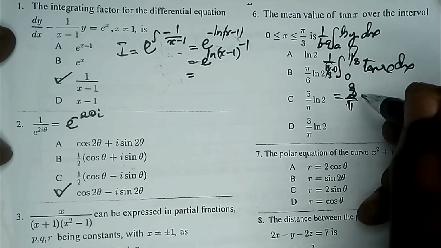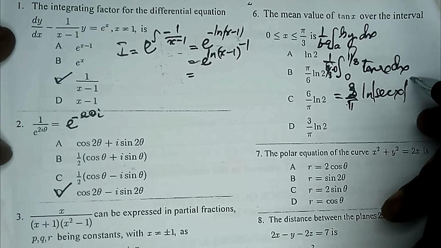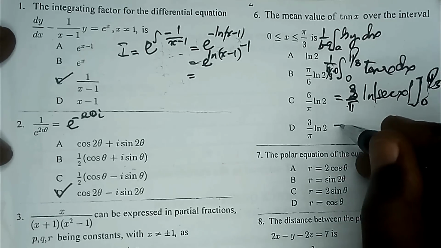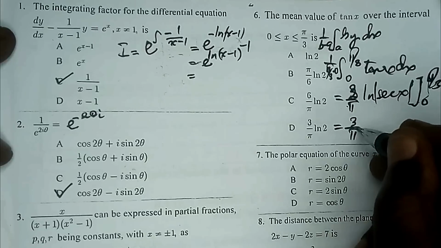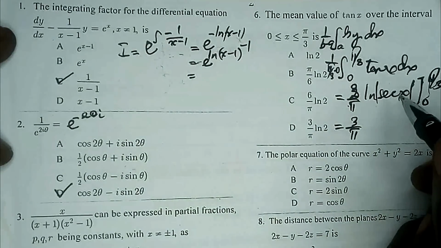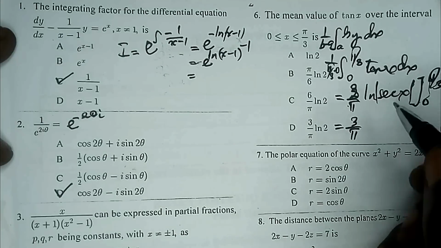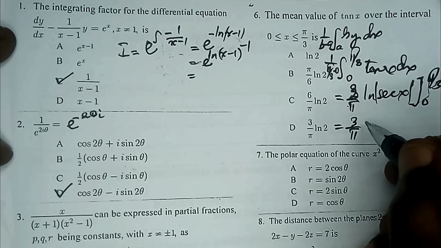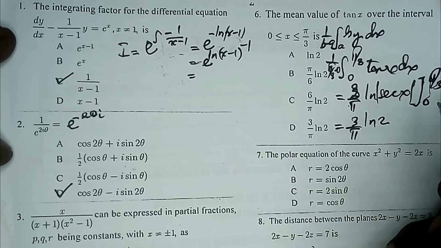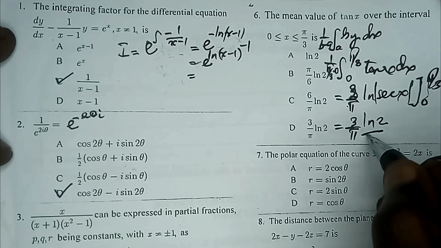And this integral should be 3 over pi times ln of sec x, taken from 0 to pi on 3. Sec pi on 3 is the inverse of cos pi on 3, and cos pi on 3 is half. So ln of the inverse of half will be ln of 2. Sec 0 is 1 because cos 0 is 1, and so ln 1 is 0. So this is the answer.